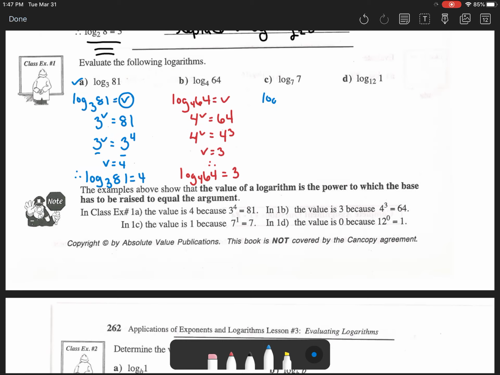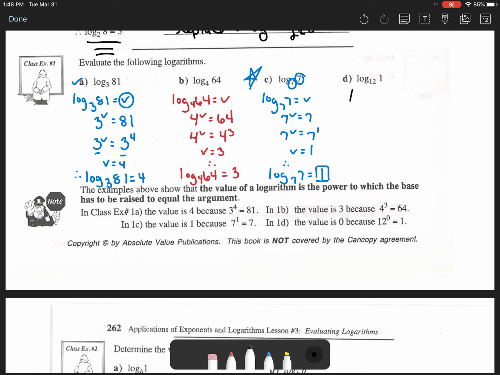C, same basic idea here. So log base 7 of 7 will equal v. So 7 to the exponent of v is equal to 7. Now, they already have the same base, so I just write this as 7 to the exponent of 1. Okay, and then v is equal to 1. So therefore, log base 7 of 7 is equal to 1. Now, in this question, you probably want to put a star beside it. What you'll notice is that the base and the argument are the same number. So whenever the base and the argument are the same number, your answer is always going to be 1.